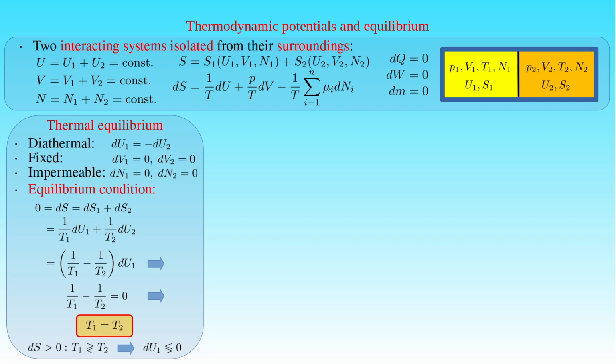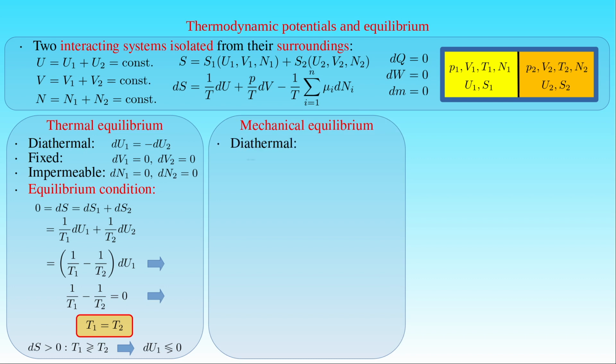Now we examine the condition of another type of equilibrium in the system called mechanical equilibrium. In this case, we assume that the wall separating the two subsystems from each other is diathermal, movable and impermeable.